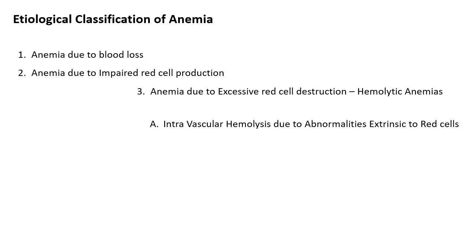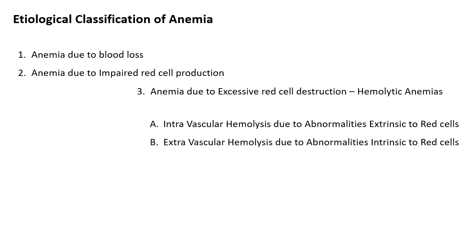There are two major subgroups. One is intravascular hemolysis due to abnormalities extrinsic to red cells. Now there is some wordplay over here, so I would like you to concentrate. Intravascular hemolysis, that is the red cells are getting destroyed in the vessels, but it is due to abnormalities extrinsic to red cell. That is, the abnormality is not present in the red cell itself, but it is present outside the red cell, the most common being the autoimmune hemolytic anemia.